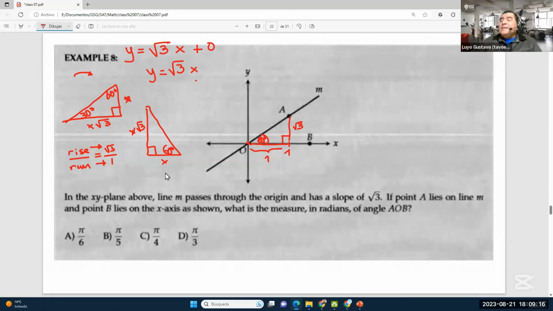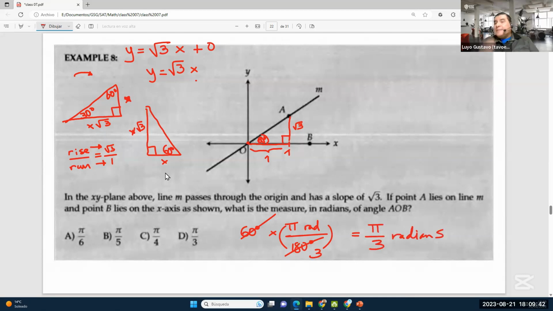The important thing is that at some point, you will get to the measure of the angle AOB, which is 60 degrees. So let's do the conversion. 60 degrees times pi radians over 180 degrees, our conversion factor. So simplify, and you get pi over 3 radians. And that's it. Option D. Okay, let's move on.